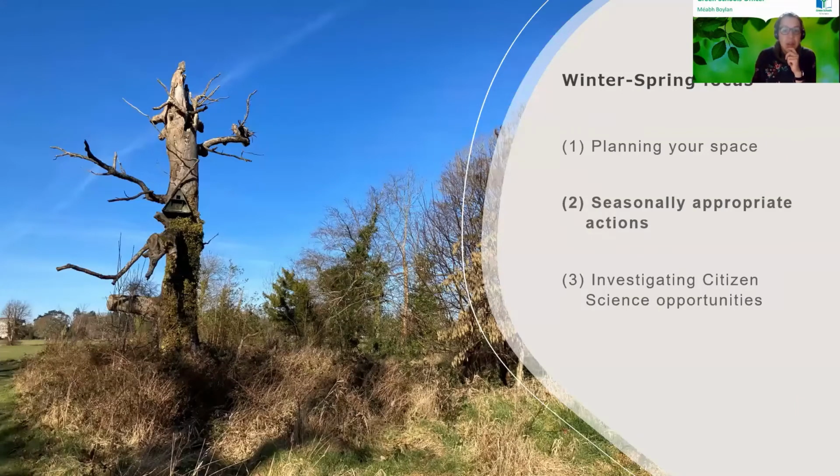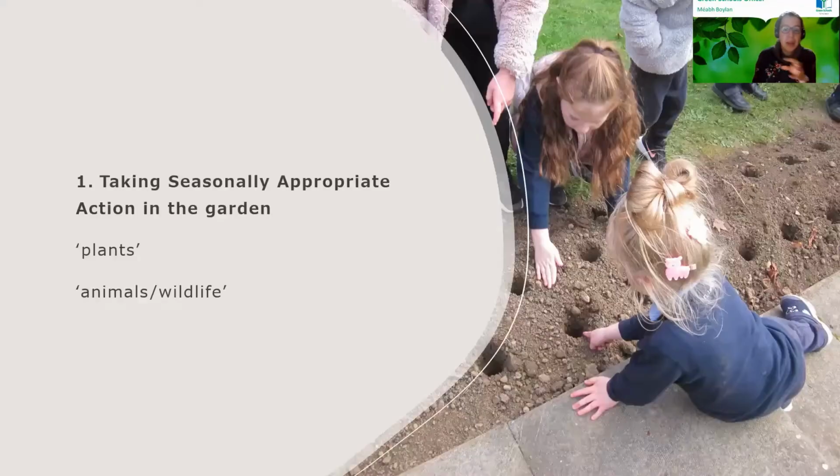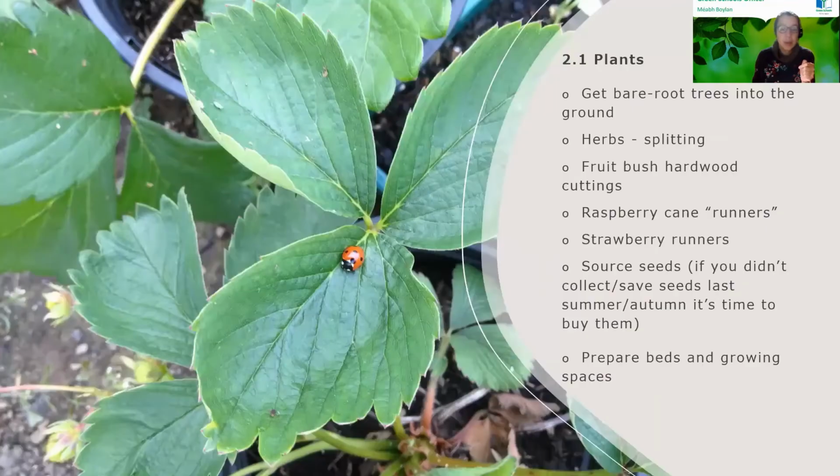So then looking at the second of our winter-spring focus areas, we look at seasonally appropriate actions. And I'm breaking it down into plants and animals or wildlife. And if you are year one and not very experienced in the garden, do not panic. Hone in on maybe one or two of these plants and another one or two of the animals, and just go with that. But if you are somewhat experienced and or in your second year, some of these might be nice ideas to bolster the work that you've already done. And as I say, we do not expect schools to have everything on this list completed.